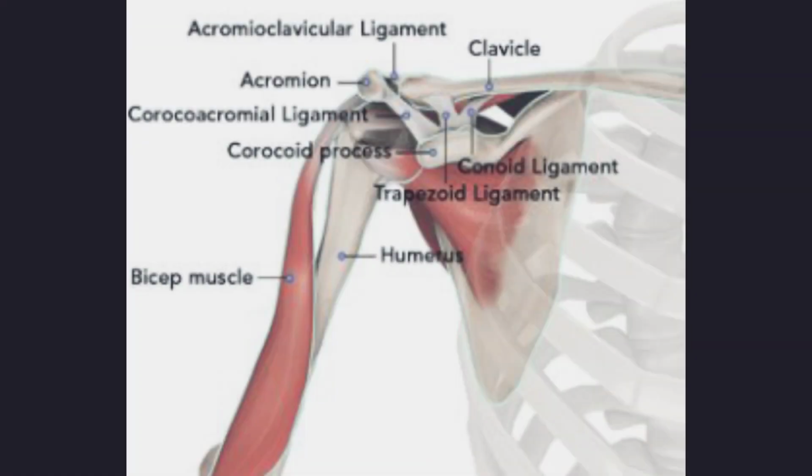Here is an example of abduction and adduction. These are the following bones and muscles involved.